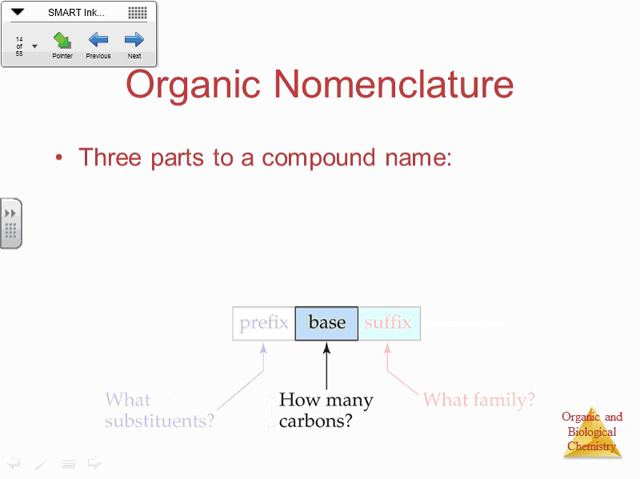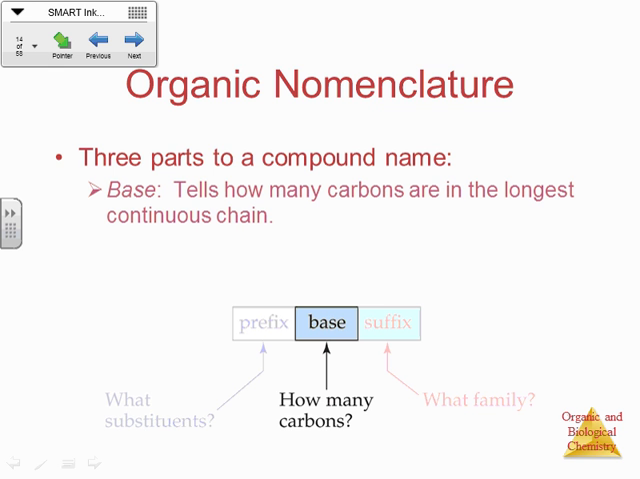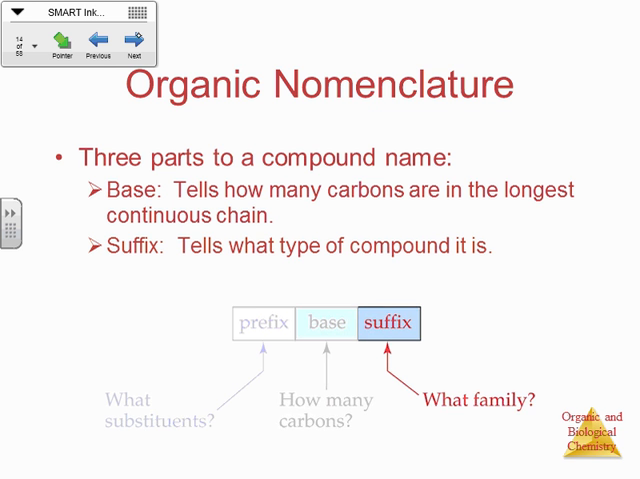Now we need to talk about how to name these things, and this is a little bit tricky. This is a different system of naming than you have used before, so this will take a little getting used to, and there is some memorization on the rules here for how this works. So there are 3 parts to a compound name. The base is going to tell how many carbons are in the longest continuous chain. And I'll show you what that means in just a minute.